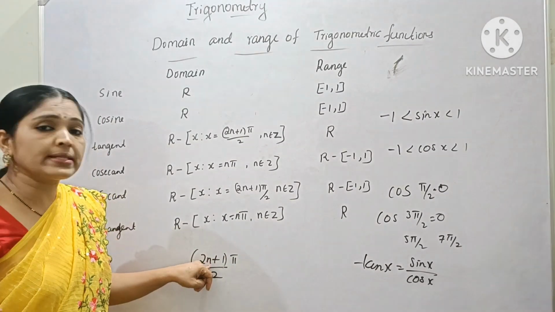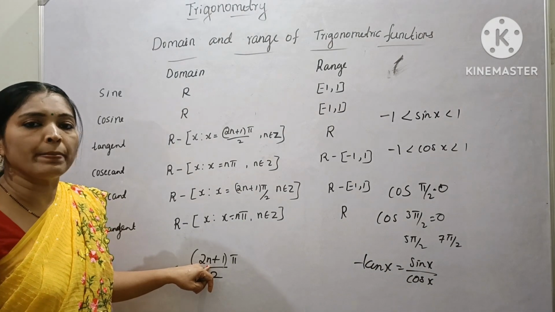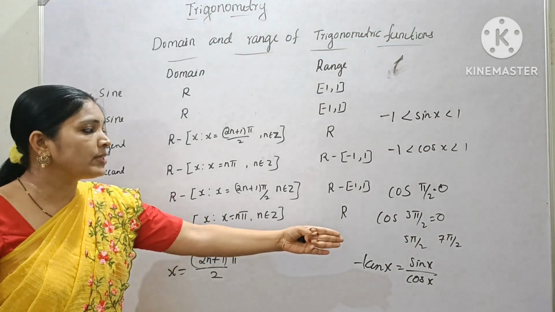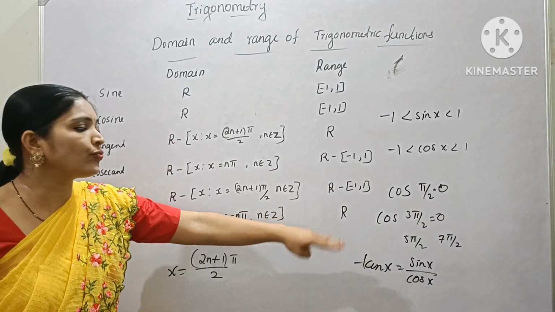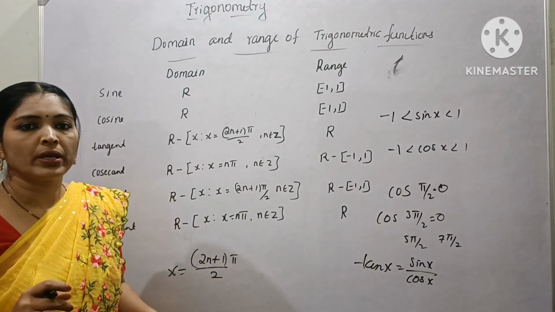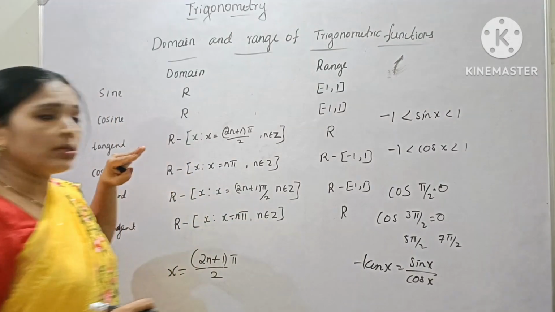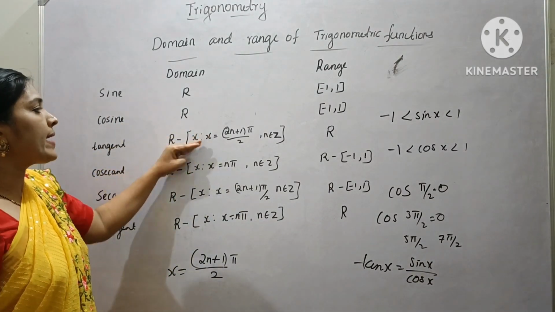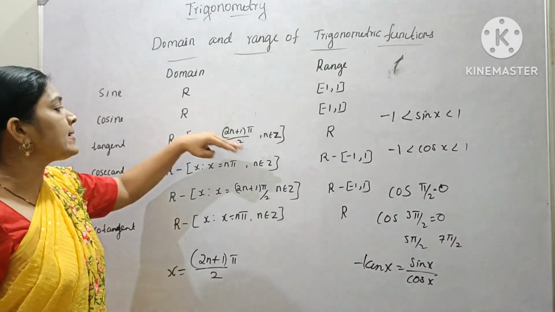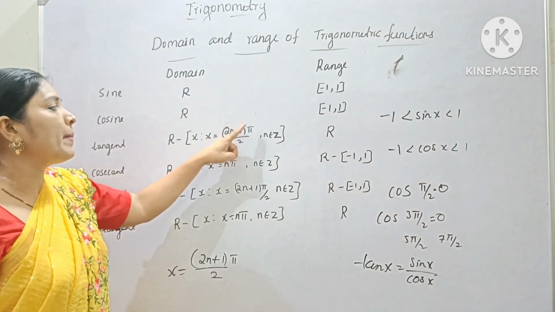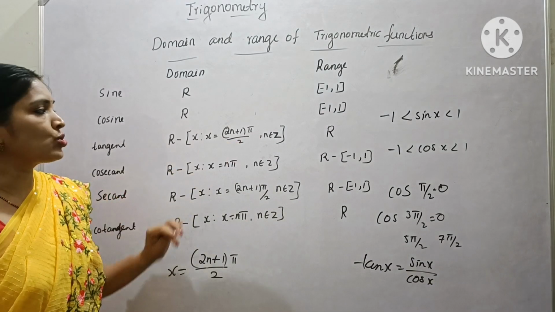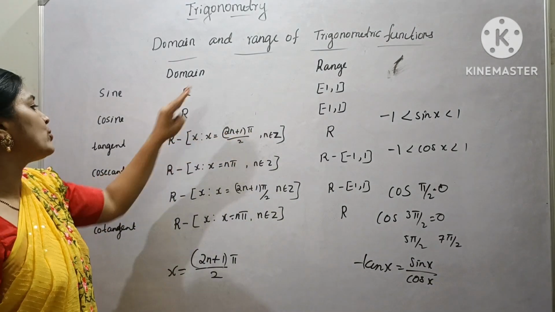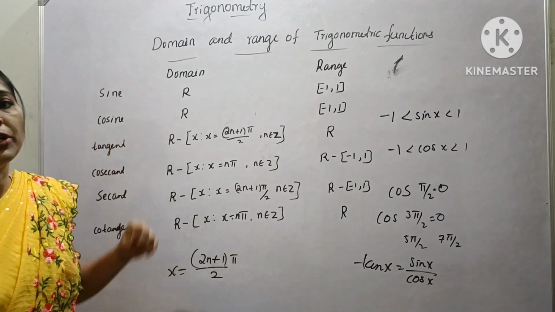Here n belongs to Z, the set of integers. You can substitute 1, 2, 3 and so on, and you will get pi by 2, 3 pi by 2, 5 pi by 2, 7 pi by 2, etc. So remember, the domain is R minus the set of x such that x is equal to (2n plus 1) pi divided by 2, n belongs to Z. Except these values, tangent is defined.